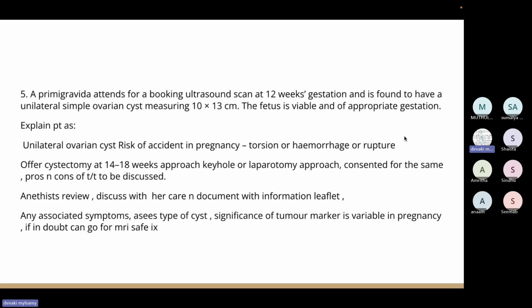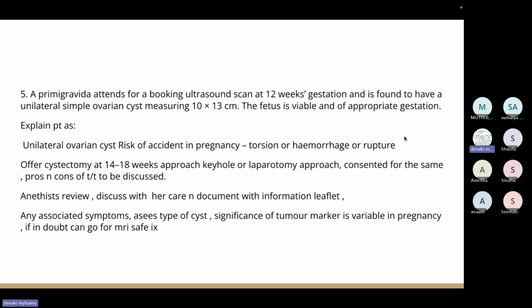Since it is a simple cyst, the significance of tumor markers is variable in pregnancy, and we do not need any further investigation. But if there are any concerns regarding the type of cyst, then MRI will be the investigation of choice. In this case, MRI will not play any role because they had mentioned a unilateral simple cyst. So no role of CA125, no role of MRI. But if there is any concerning factor seen, then MRI is important.